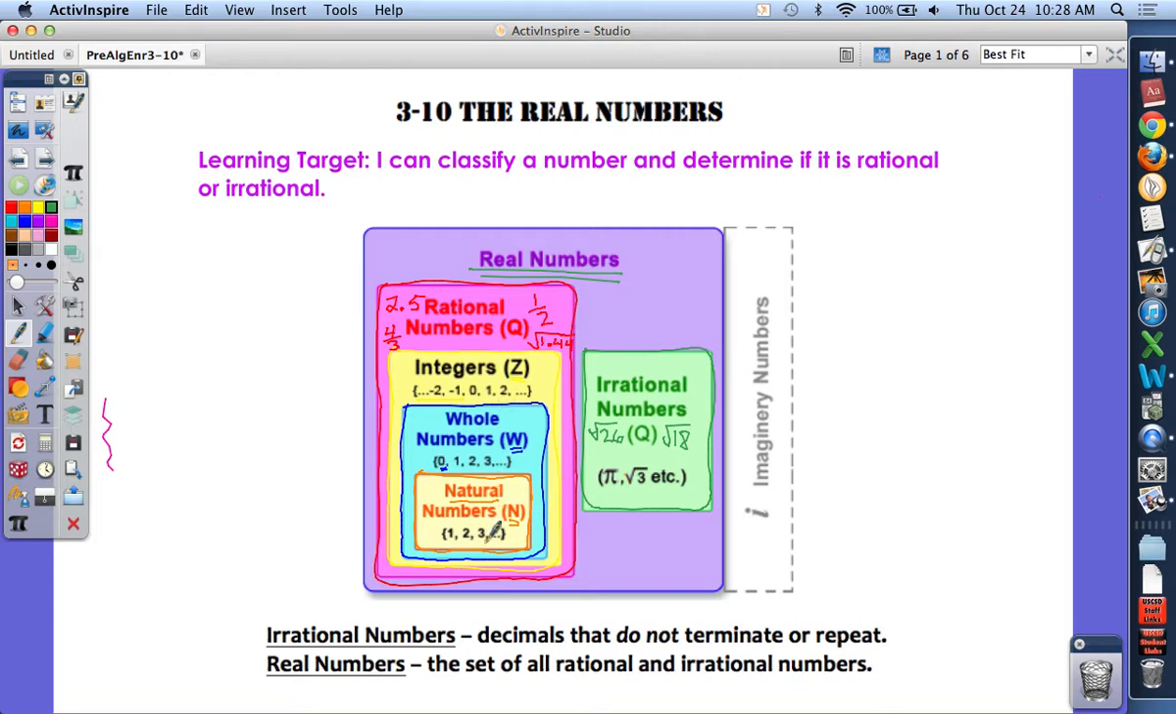Something separate from that is imaginary numbers. And no, I'm not making this up. Over here, completely separate, we have imaginary numbers. Now, this is something you really could look up on your own to learn more about. But basically, it was something that a mathematician came up with so that they could continue to work on a problem when they got to a point they had to stop at. And they used the letter i to represent the square root of a negative number.